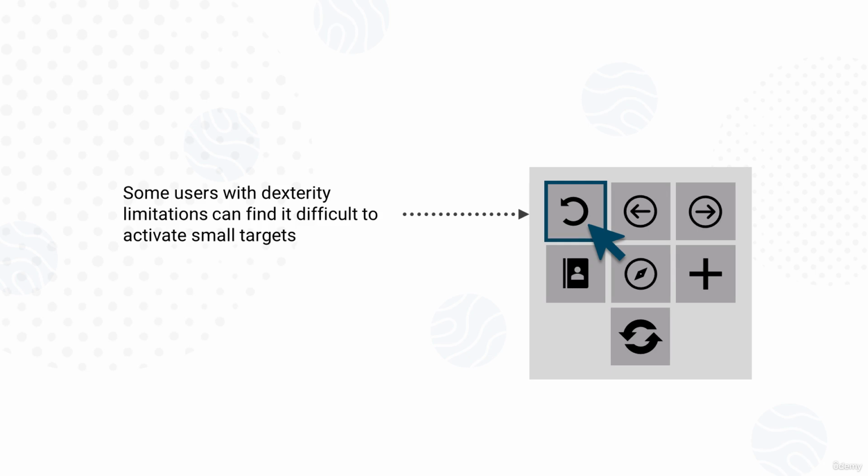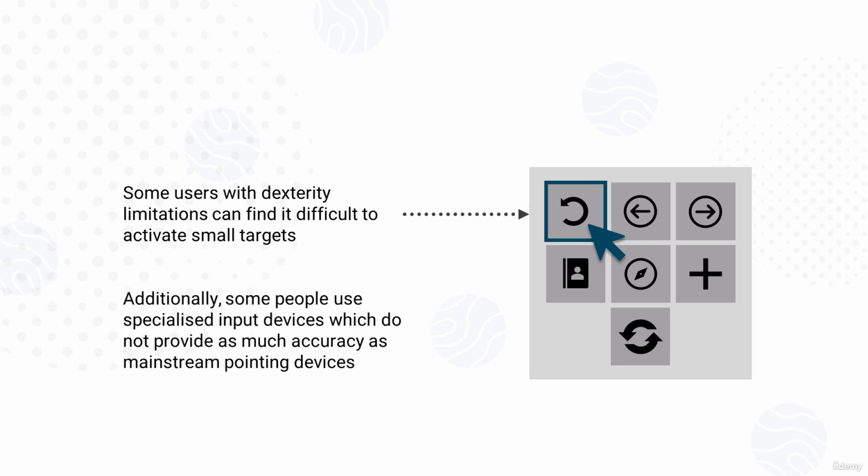Users with dexterity limitations and reduced fine motor movement can find it difficult to accurately activate small targets when there are other targets that are close by. Providing sufficient size or spacing between targets will reduce the likelihood of accidentally activating the wrong control. Additionally, some people with disabilities use specialized input devices instead of a computer mouse or trackpad. Typically, these types of input device do not provide as much accuracy as mainstream pointing devices.